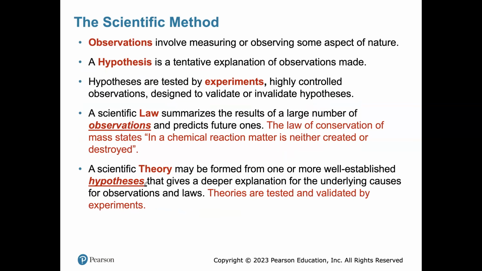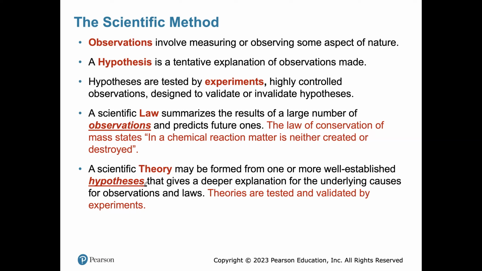So observations involve measuring and observing some aspect of nature. It could be color change, or measuring data in the lab. You could be measuring the volume, the mass, or observing color change for a chemical reaction. Those are all observations. Then a hypothesis is a tentative explanation of observations. Based on the hypothesis, we can test it by experiments. Those are highly controlled observations designed to validate or invalidate the hypothesis. Once you have the experiments, you come to a conclusion.